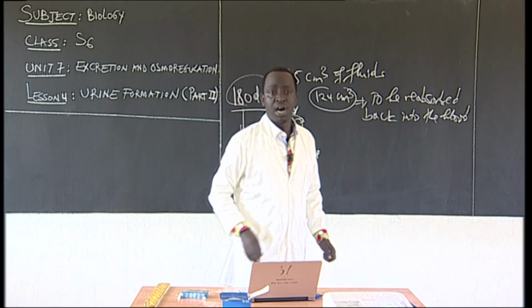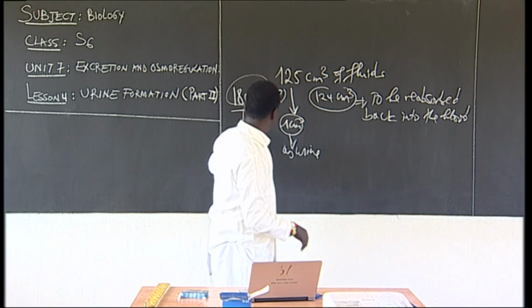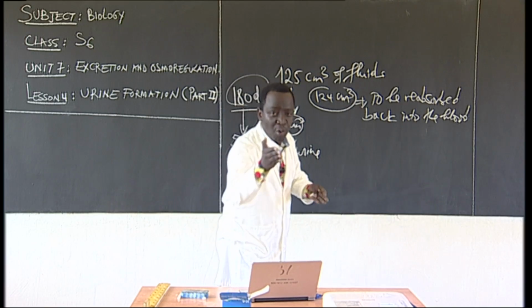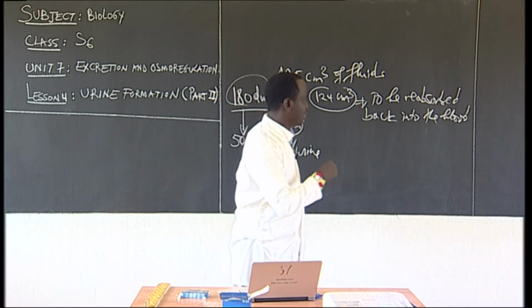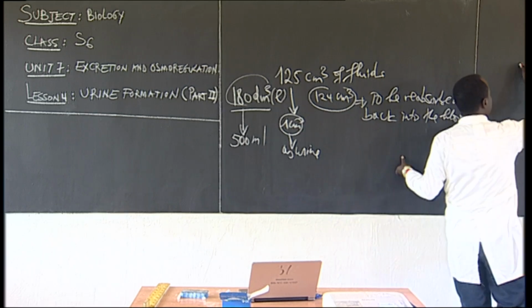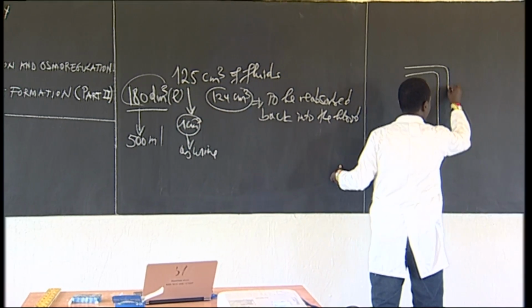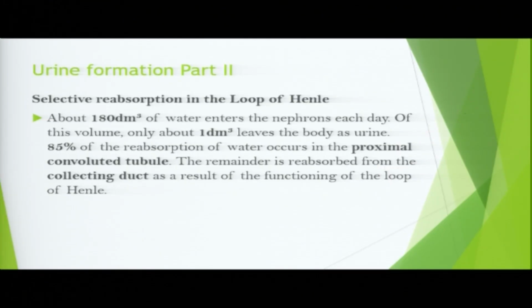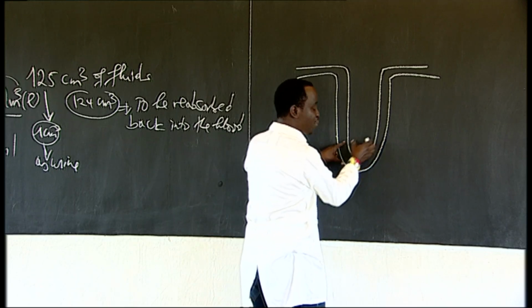Now, let's talk about the selective reabsorption at the loop of Henry. Because when this is finished at the proximal convoluted tubule, the filtrate has to go straight to the what? To the loop of Henry. Now, loop of Henry. For all my friends, this is a wonderful topic. Now we are here at the loop of Henry.